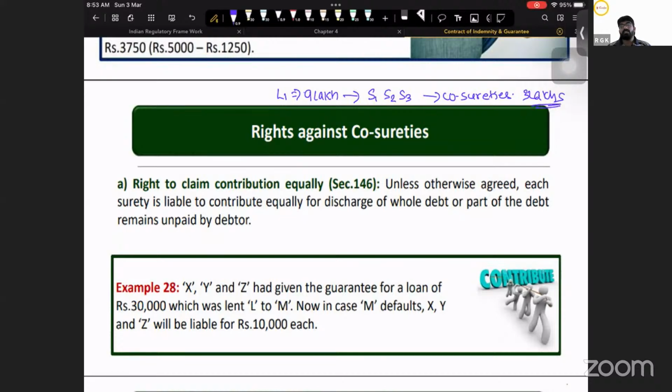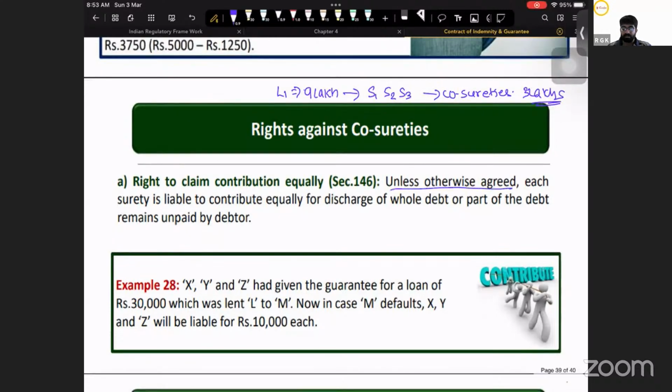This is what law assumes, unless otherwise agreed. Unless otherwise agreed is the phrase which law uses. That means if there is a contract between the co-sureties for a different ratio, then such ratio will be applicable. Where no such ratio is defined, they contribute equally. Equally means 1:1:1. If three co-sureties are there, each one of them will be contributing equally.